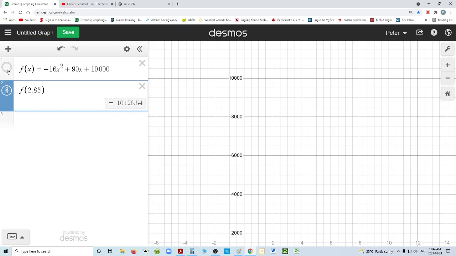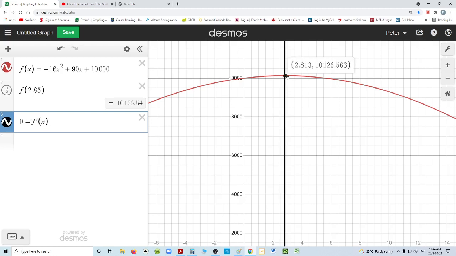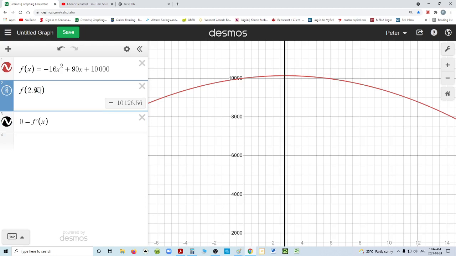Let's turn on our graph. And by the way, that's getting crazy accurate. Let's turn on a graph, and we're going to find the vertex. So I'm going to cheat and say, when is 0 equal to f prime of x? And it's telling me right where that black line is. So 2.813, and it's getting a 10. So that means somewhere between 2.8 and 2.82 is the peak.